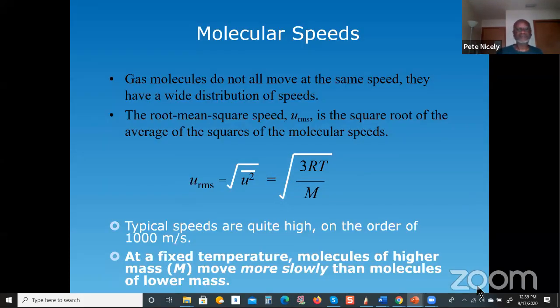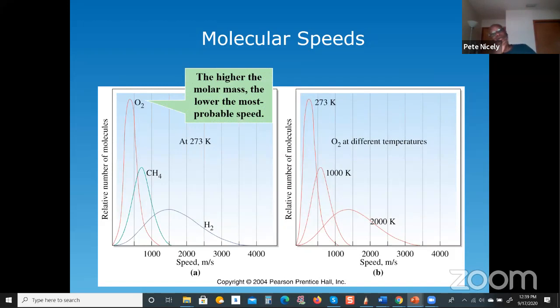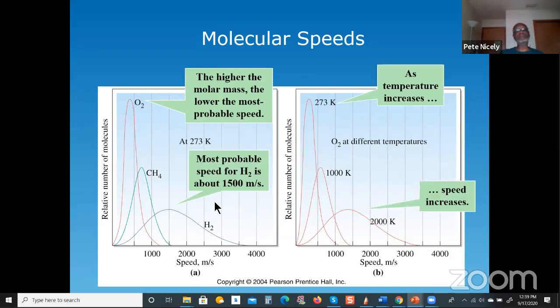Okay, what's next? Another thing I want to point out here, and I made reference to it earlier, is the relationship between the temperature and the root mean squared speed. As I said before, the higher the temperature, the greater the root mean squared speed. And the lower the molar mass, the greater the root mean squared speed. So let's deal with that one first.